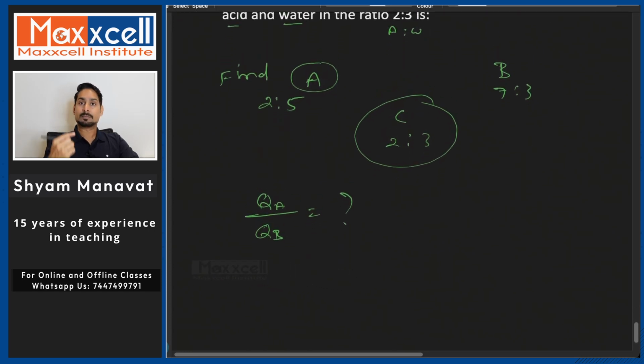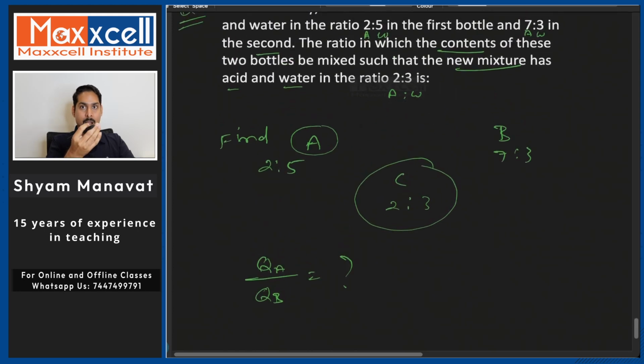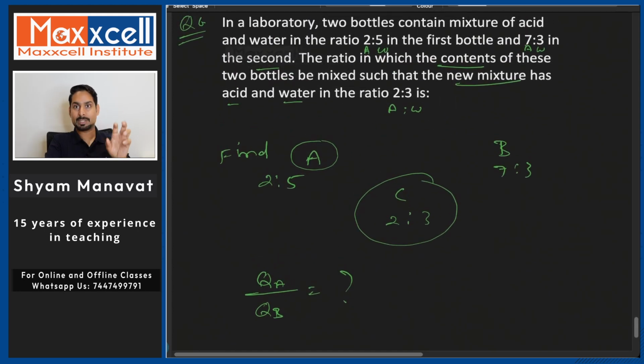Now, the lesson from previous questions. When you apply the alligation rule, it has to be in the same form, in the same units. So for such a question, you need to consider one of the contents, because we have to keep it in the same form. Either you consider the concentration of acid, or you consider the concentration of water. And trust me, whichever you consider, the answer will be the same.